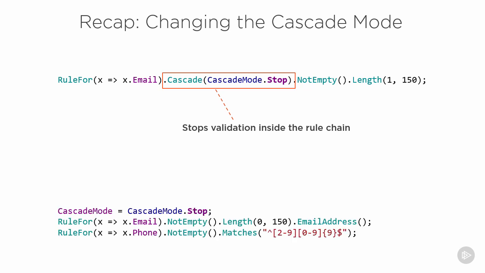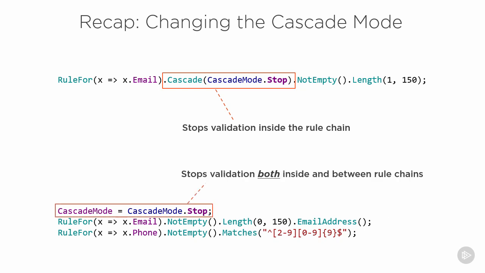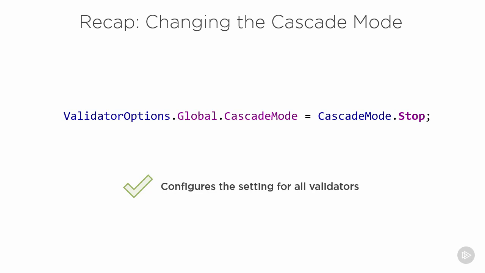To stop the validation altogether, including the remaining rule chains in the validation class, we can configure the cascade behavior at the class level. This will affect the continuation of both rules in individual rule chains and between rule chains. Finally, you can also set up the cascade mode globally. This is equivalent to setting the cascade mode at the class level in all existing validators.